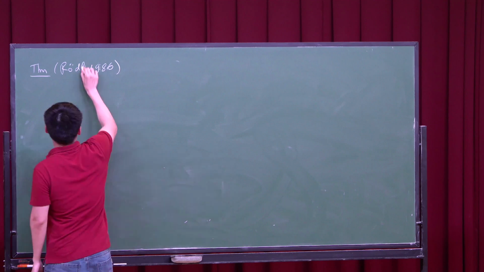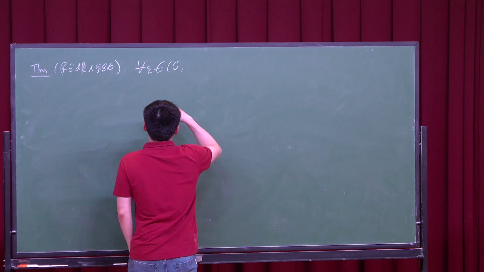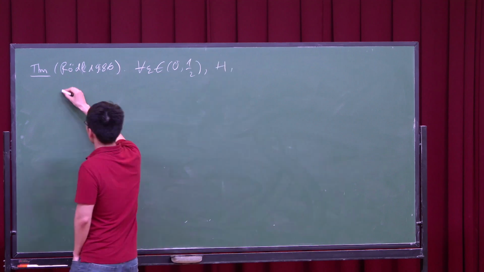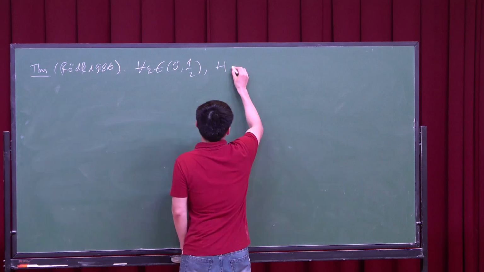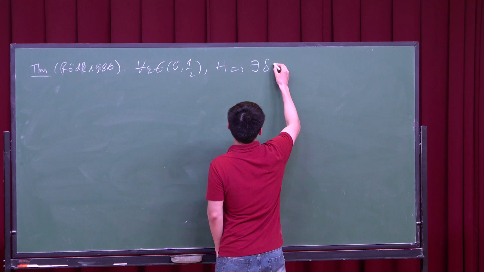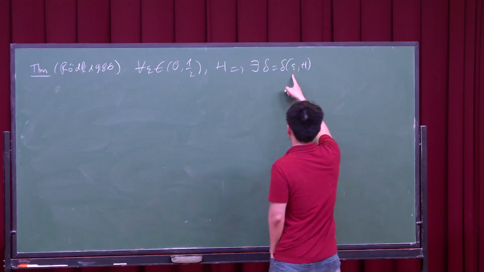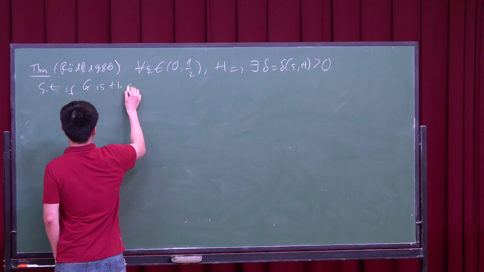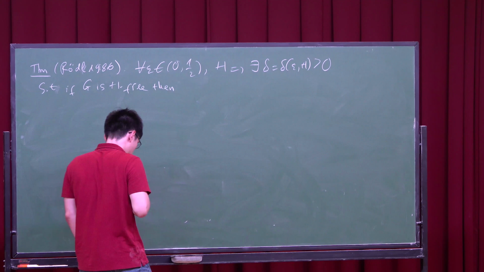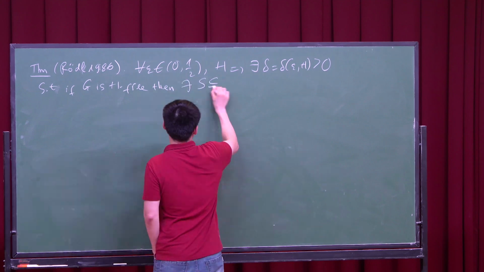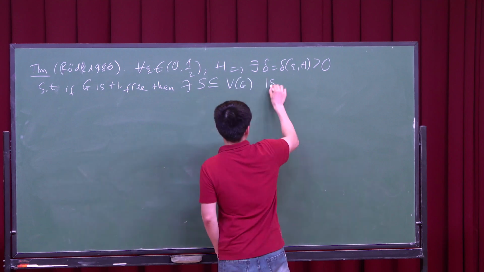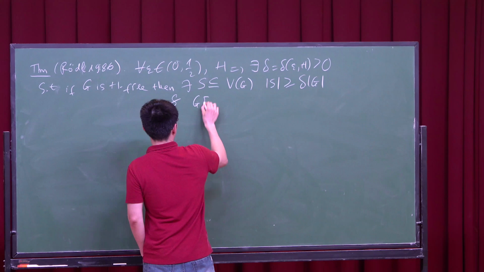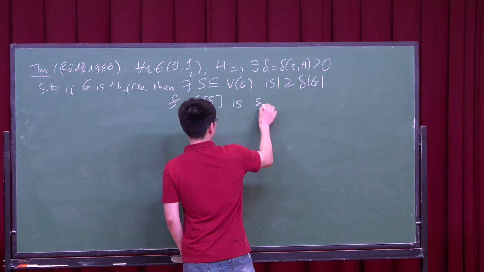He says for every epsilon sufficiently small, but let me just say from 0 to 1/2, and for every H, there exists some delta depending on epsilon and H, positive of course, such that if G is H-free, then there is a vertex subset S in G of size at least delta times |G|, and the subgraph G induced on S is epsilon-sparse or epsilon-dense.